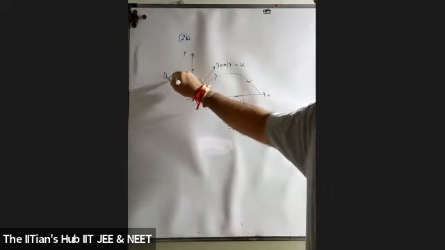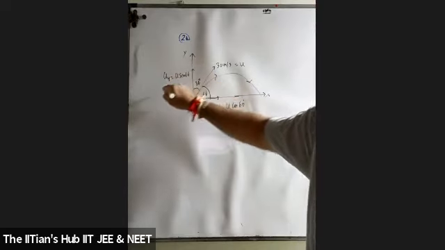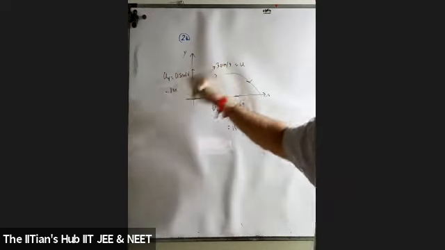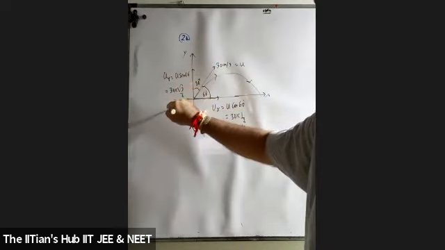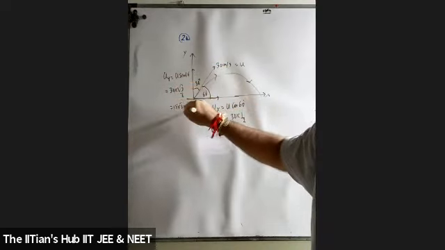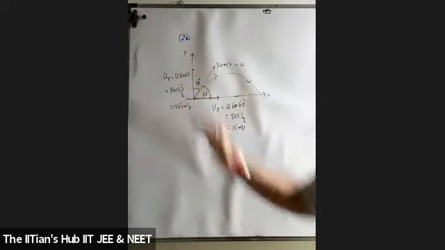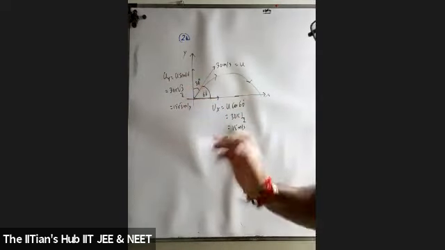What will u_y be? u sin 60. How much is u? 30. What is sin 60? Root 3 by 2. What's my answer? 15 root 3 meters per second. So since you have got the two velocities, horizontal and vertical, we consider the initial.